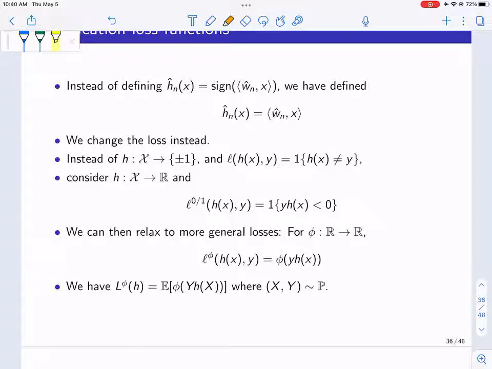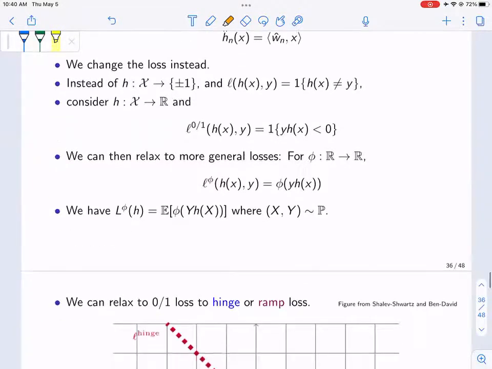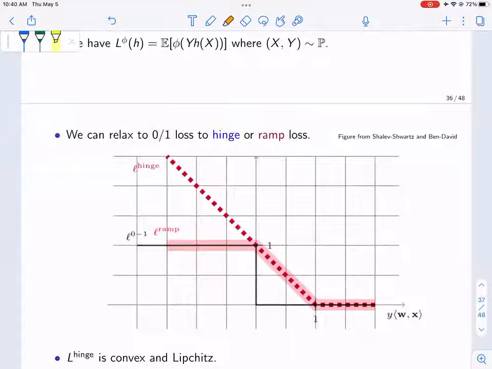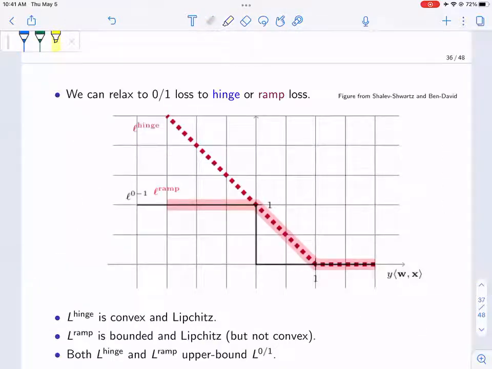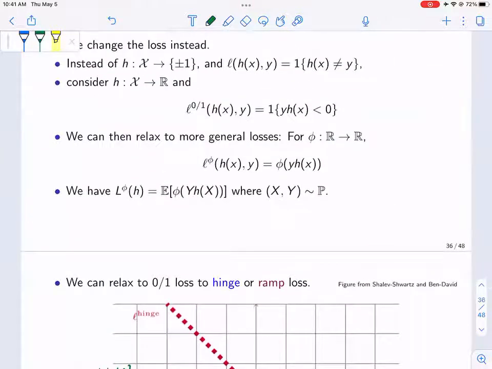So if you look at this, the phi that corresponds to the 0-1 loss is basically this guy. The phi for the 0-1 loss is just the indicator of t less than 0. So this is phi of t equal to the indicator of t less than 0, applied to y h(x). You can call it the margin if you want.